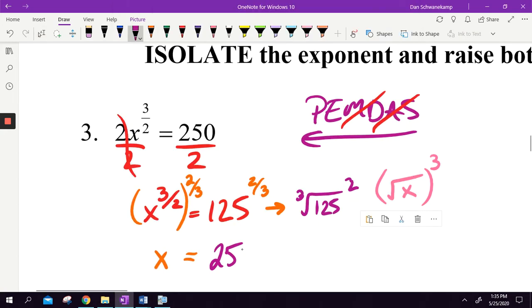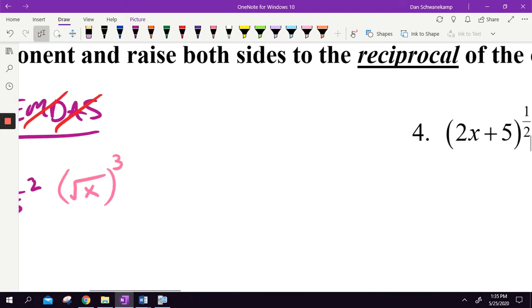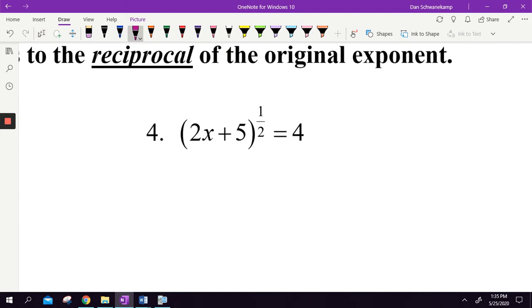All right, so again, to get rid of 3/2 power, we raise it to the reciprocal power, so we did 2/3 power. Let's do it again. 2x plus 5 to the 1/2 is equal to 4. Remember what 1/2 power is. If something is to the 1/2 power, that is the same thing as the square root.